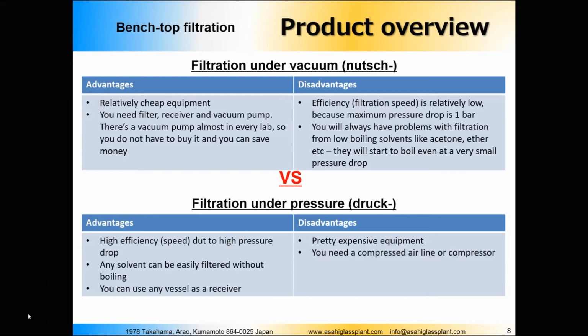When you're filtering ether at room temperature, it will start to boil at roughly 600 millibars, which means that you will get a pressure drop of only 0.4 bar. That is a very small pressure drop when we're filtering something very dense or with a very small particle size. So this can create some problems.